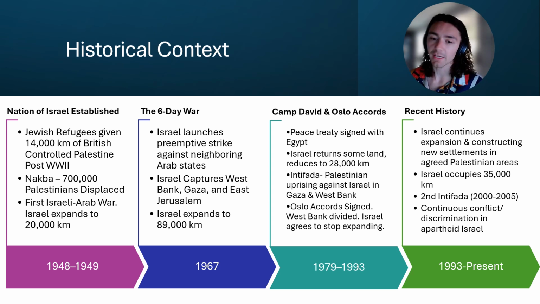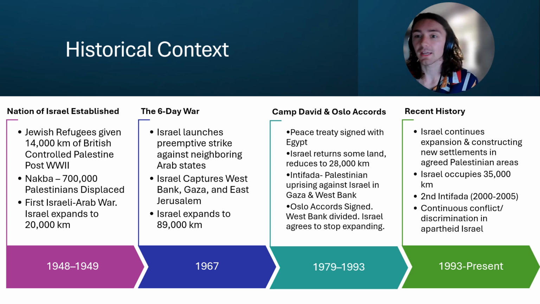They gave back some land in 1979 with the Camp David peace treaty, and then in 1993 they signed the Oslo Accords after a Palestinian uprising, and said that they would stop expanding into Palestinian land. After they signed the Oslo Accords, they immediately turned around and continued to expand into Palestinian land and displace more settlers. And now Israel occupies about 35,000 kilometers.